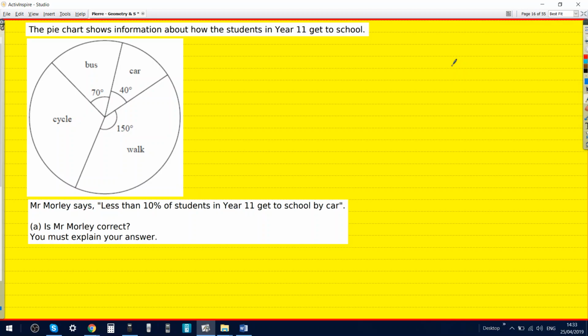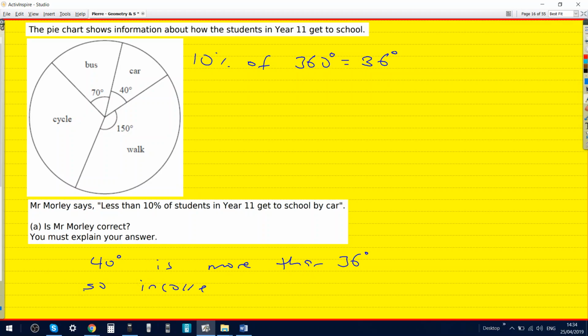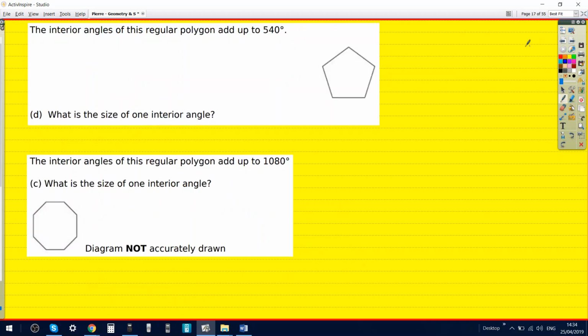Less than 10%. So we know that all the angles have to add up to 360. So 10% of 360 is 36. It's just saying less than 10% of the students in year 11 car. So it says 40%. So that's more, so it's incorrect. So he's incorrect. Great. Okay, how about this one?